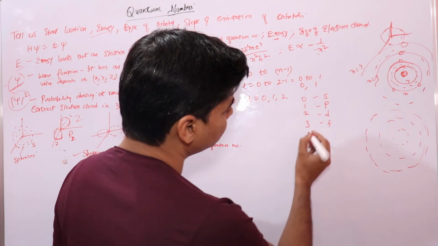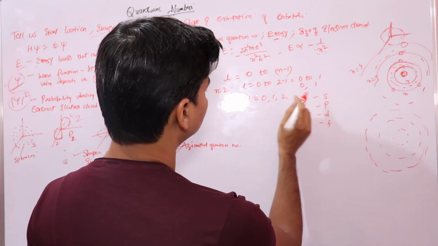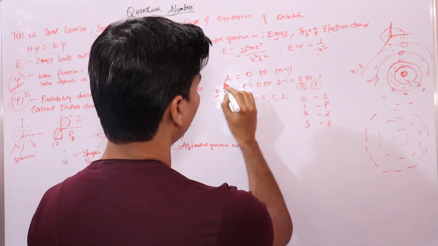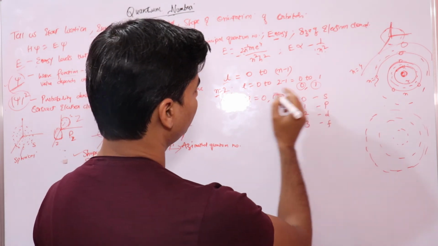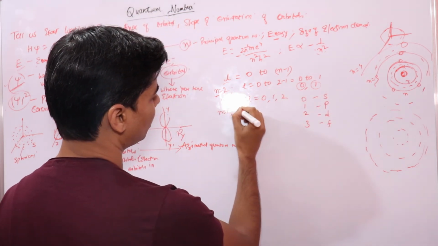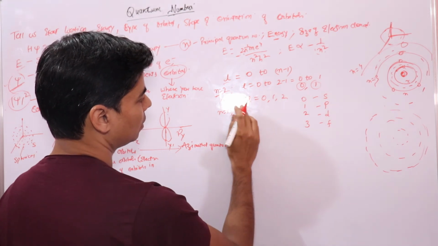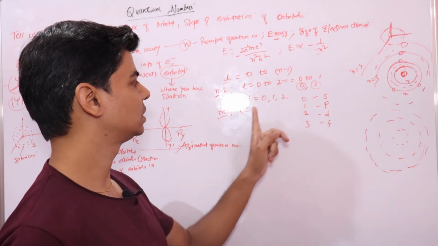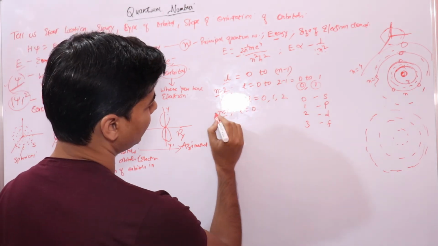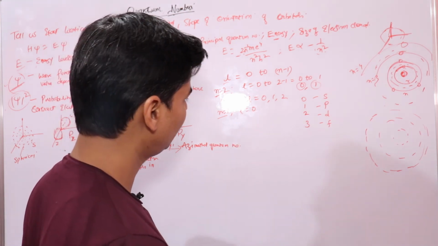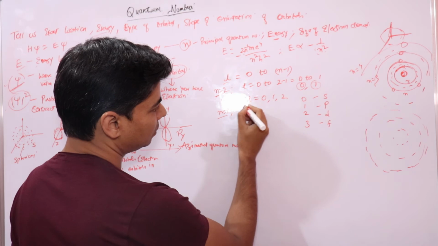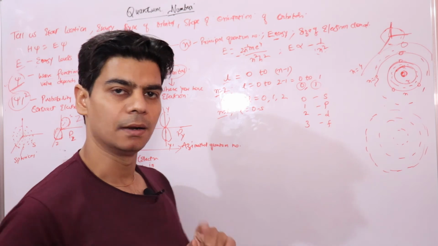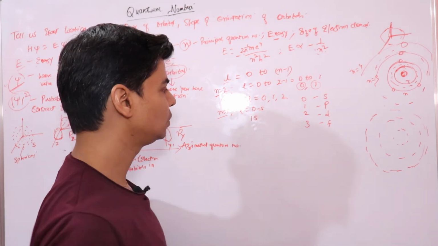Now, for n equals 2, you have 0 and 1. For n equals 1, you have just 1. The value of L equals 0 for n equals 1, because 0 to n minus 1, so 1 minus 1 is 0. So for n equals 1, L equals 0. Here, this is your spherical orbital in the first shell, in the first energy level. We will represent it with 1s.